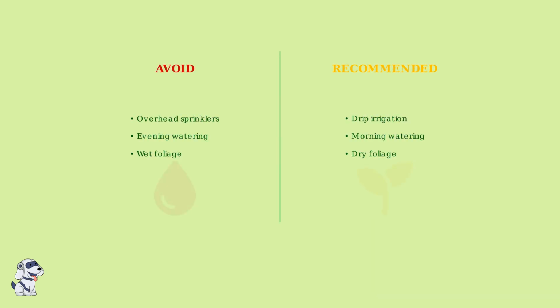Remember these key irrigation principles. Use drip systems or soaker hoses instead of overhead sprinklers, water in early morning hours, and always keep foliage as dry as possible. These simple changes can dramatically reduce disease pressure in your cucurbit crops.